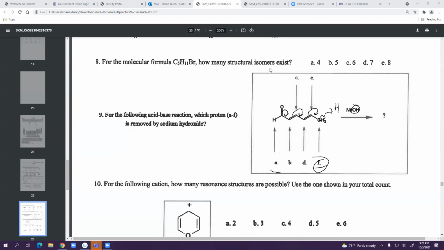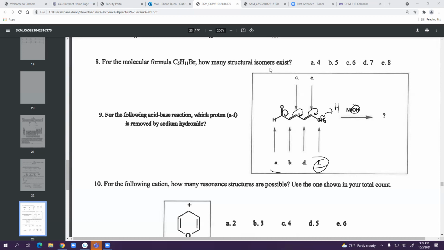If those bonds in the middle weren't there, then it would be A. But since those bonds are there, it can do a resonance structure and push the negative charge or push the positive charge all the way to the last carbon, kicking off that hydrogen right there, making it an acidic H.